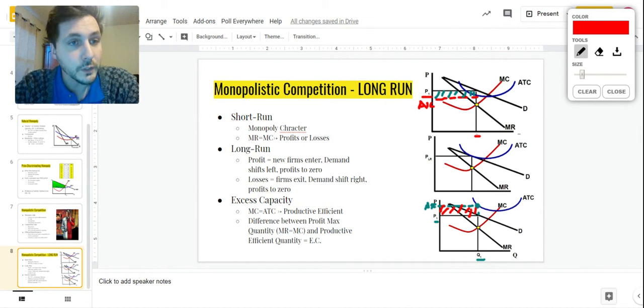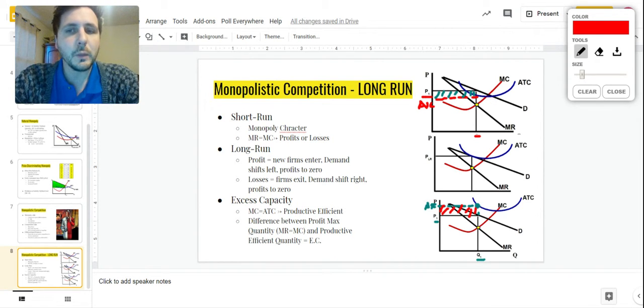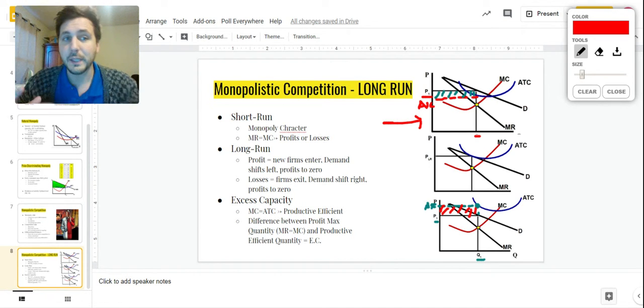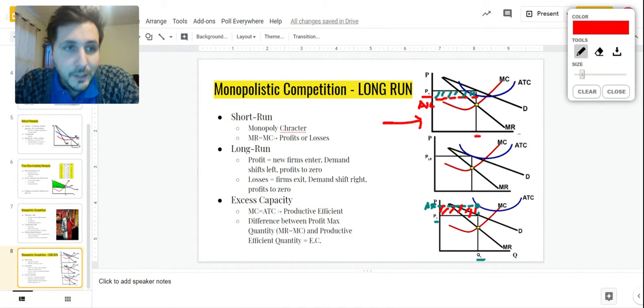Profits and losses are signals to the marketplace and to the rest of the economy, just like they were in our perfectly competitive firms. So if there's profitability, if there are profits, then new firms are going to enter. When those new firms enter, they actually take up some of the demand. All the other goods that were out there competing, when new restaurants come in, they take up some of that demand for the restaurant.